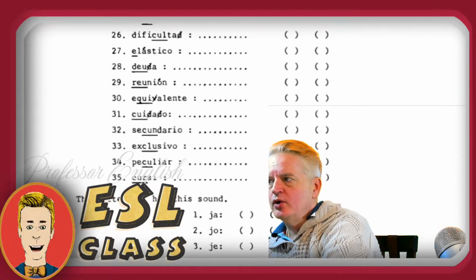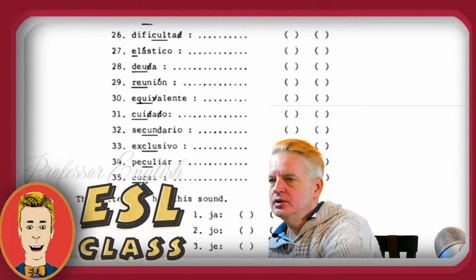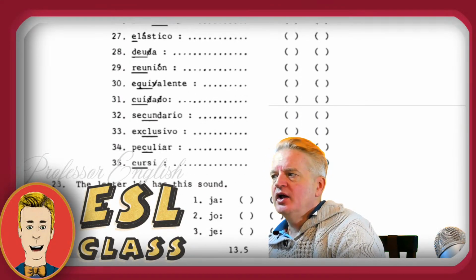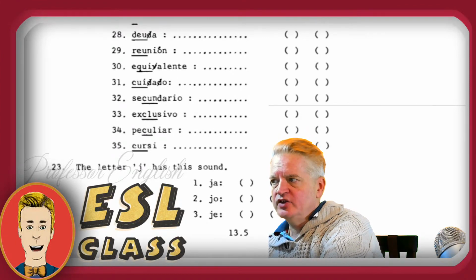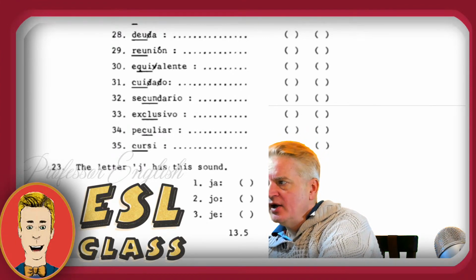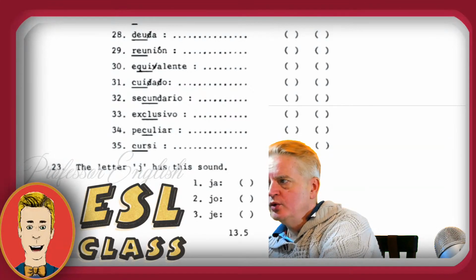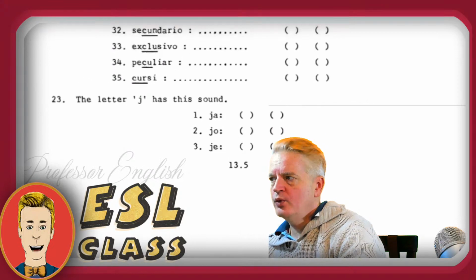32 is secundario, and the syllable is kun. Kun. 33. 33 is exclusivo. And so the syllable they want to focus on is clue. 34. 34 is peculiar. And the syllable is ku. Ku.